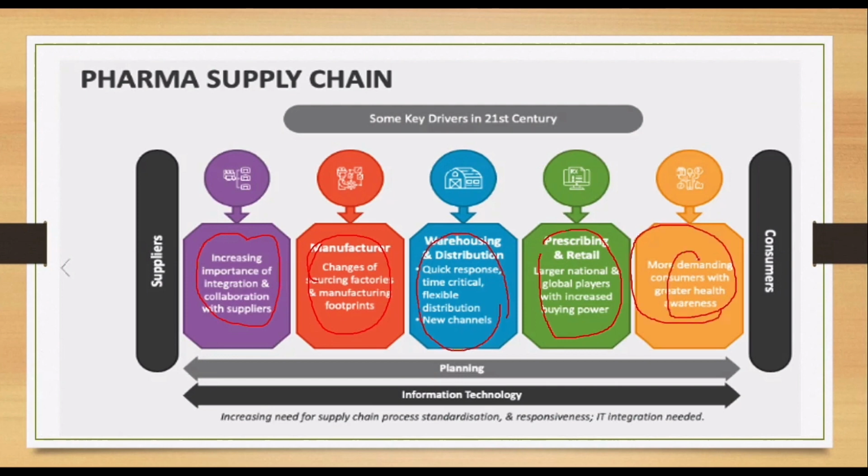The consumer is well aware of things. So how do you handle and mitigate the impact of unexpected events or disruptions from planning of your supply chain, using information technology? So there is an increased need for supply chain process standardization, responsiveness, and IT integration. These are all the key drivers for the 21st century pharmaceutical supply chain.